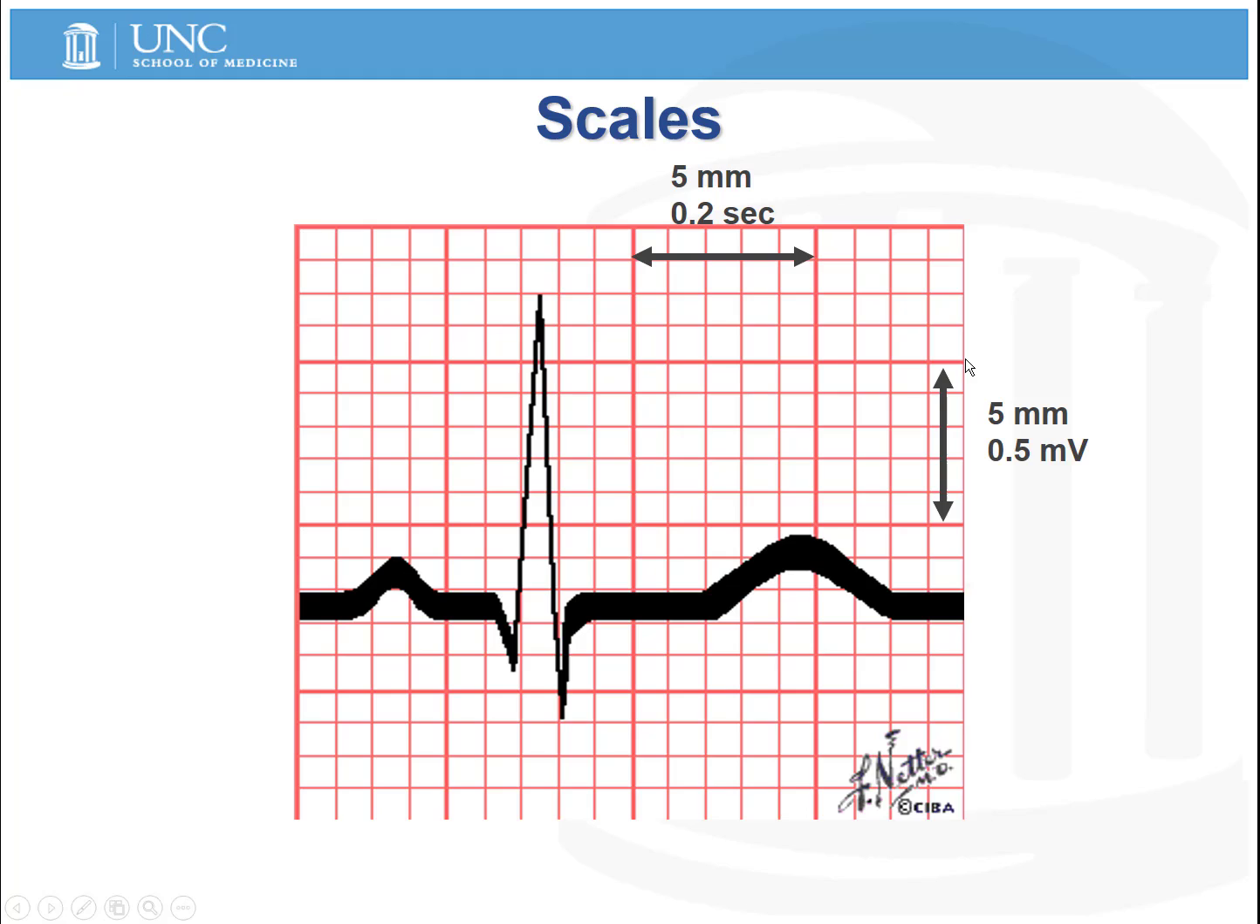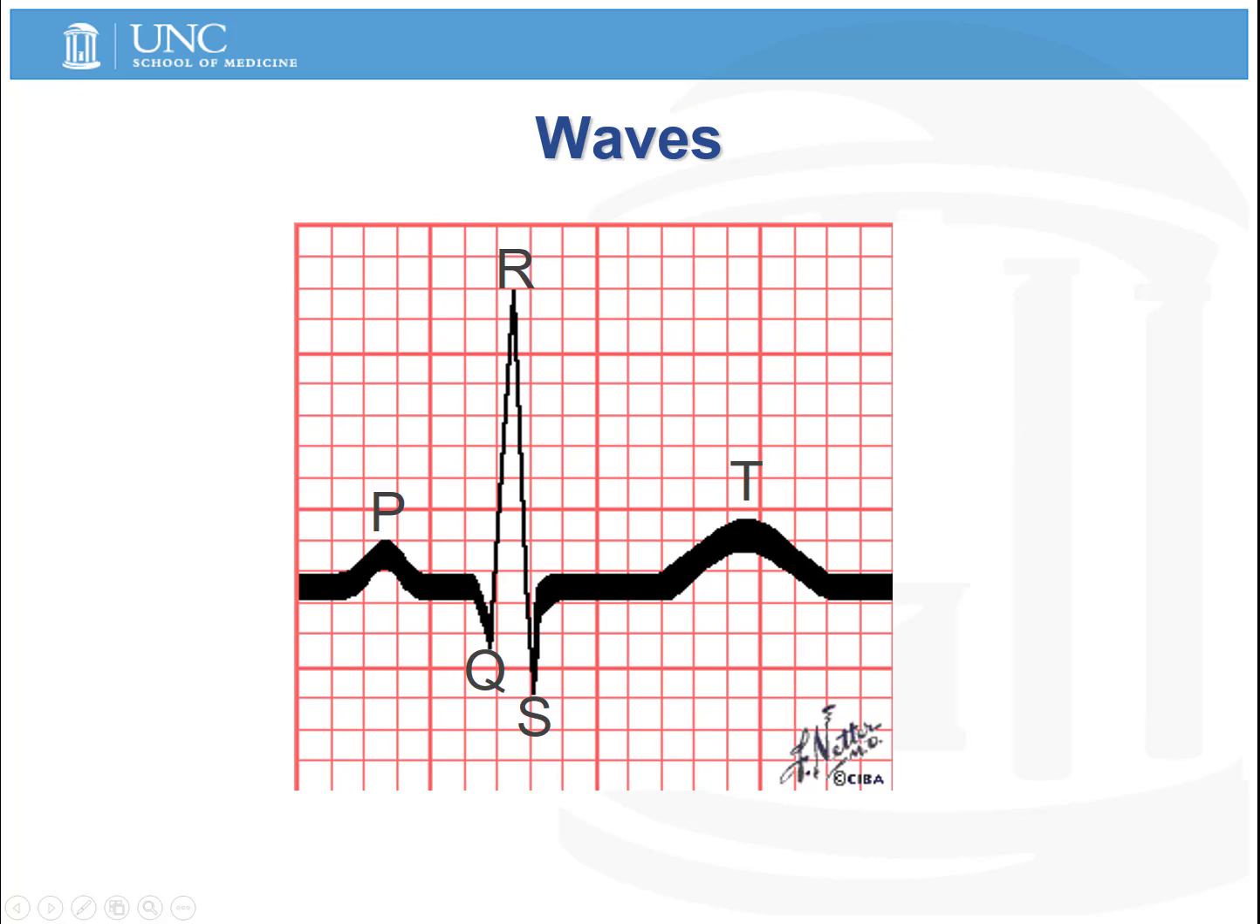The vertical axis is calibrated to 0.1 millivolts per millimeter, and this shows the strength of the wave of electrical activity. So if one small box is equal to 0.1 millivolts, that means each large 5 millimeter box is equal to 0.5 millivolts. Now let's look at the waves that are recorded on an electrocardiogram.